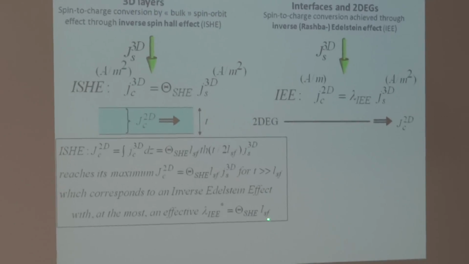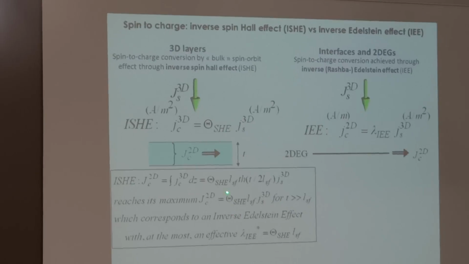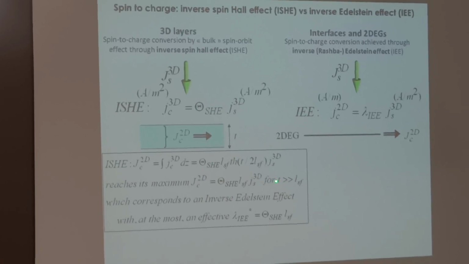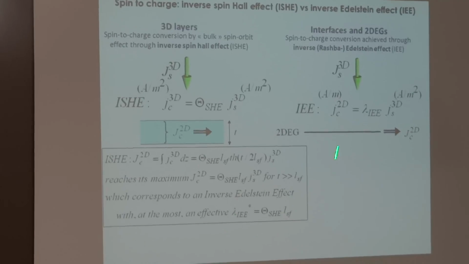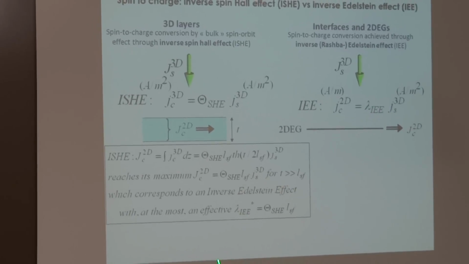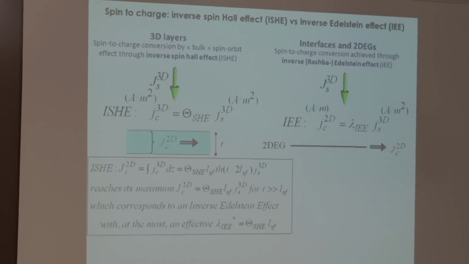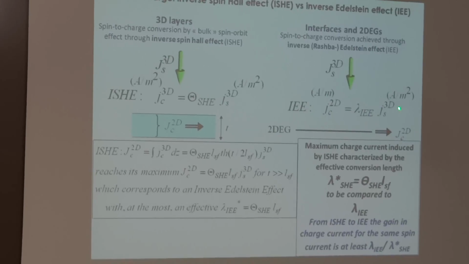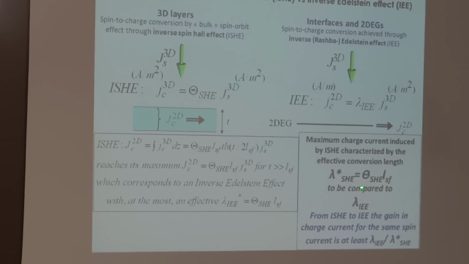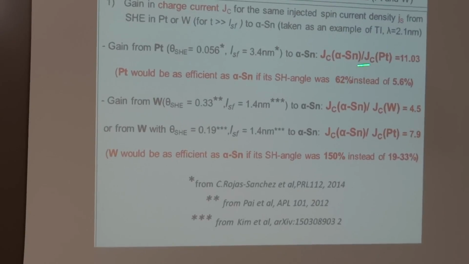which is the maximum two-dimensional current that can be produced by a thickness larger than the spin diffusion length in the best condition. The equivalent of this lambda is lambda star, the product of the spin Hall angle by the spin diffusion length. And so it's necessary to compare this lambda, for example 2 nanometers for alpha-Sn, and this lambda star, and that is what I did on the next slides.